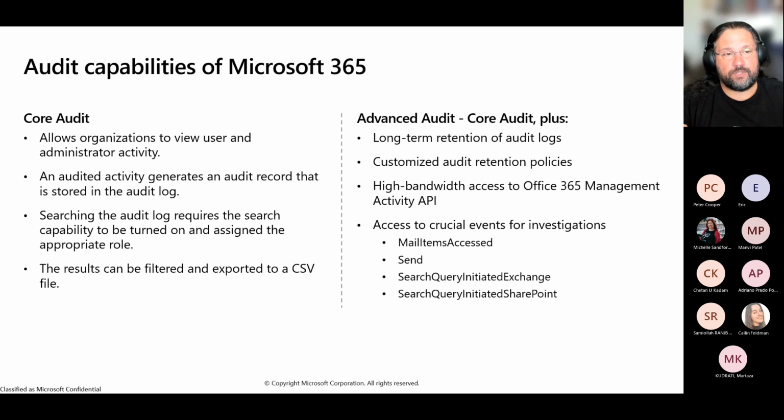But the key difference is the advanced audit has a longer retention, and you can do a lot better searches, and you can also programmatically search using the Office 365 Management API, which is an absolute beast of a data set. It's very, very large. So you can do some very good searching and understanding activity. All right, and you can see here four items that they've got, like if you're investigating mail being stolen: MailItemsAccessed, Send, SearchQueryInitiatedExchange, SearchQueryInitiatedSharePoint. I mean, these last two would be really useful as well for a security investigation.